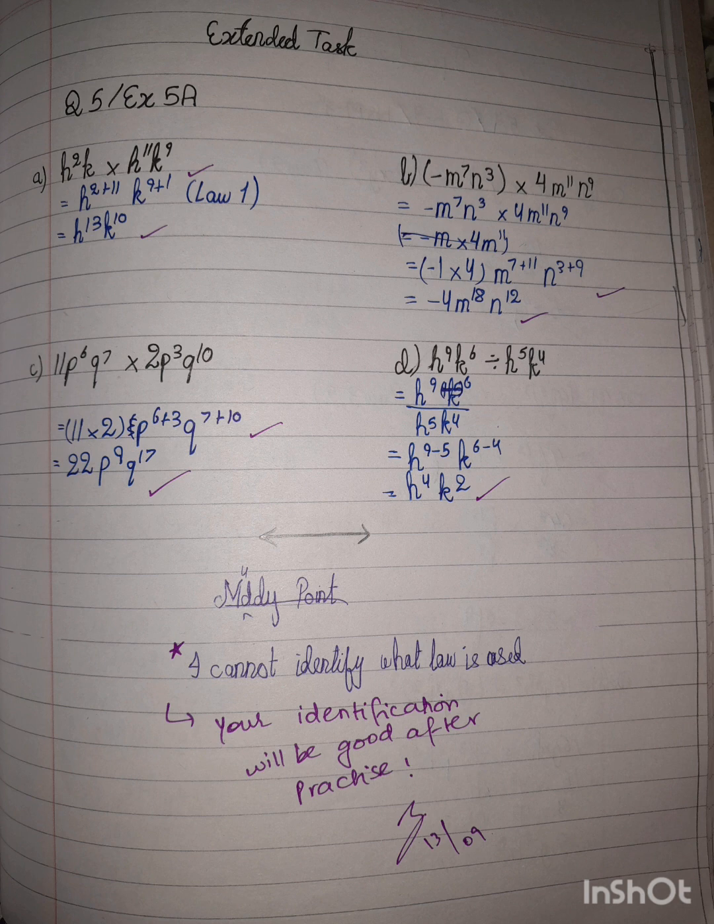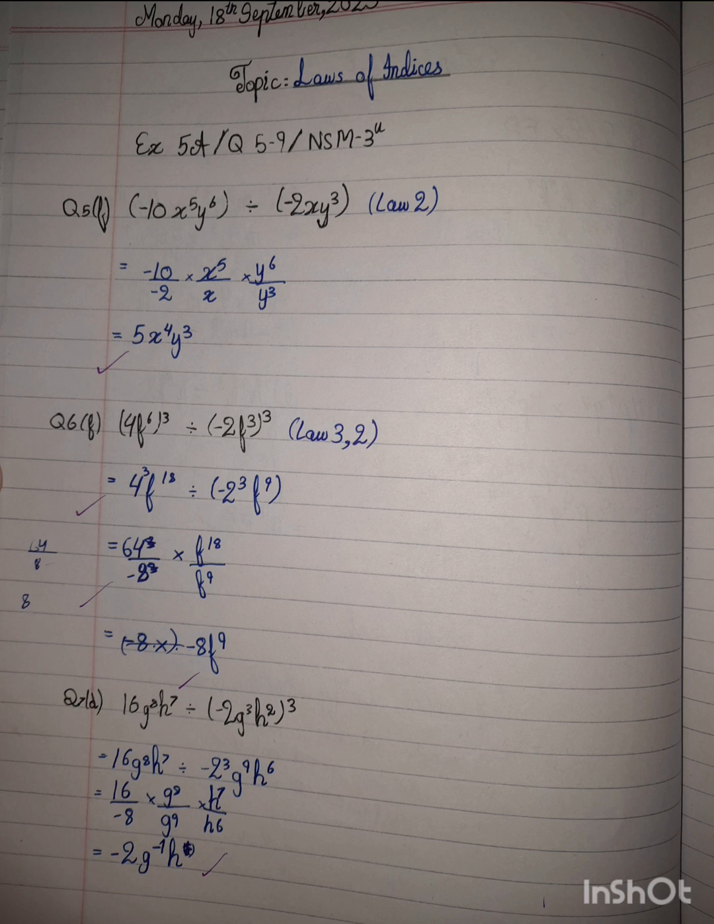They got confused what to do with these. So always try to find the coefficients separately, apply the operation on the coefficients and then use different laws for the variables. So moving on to question number 5 till 9 of exercise 5a.